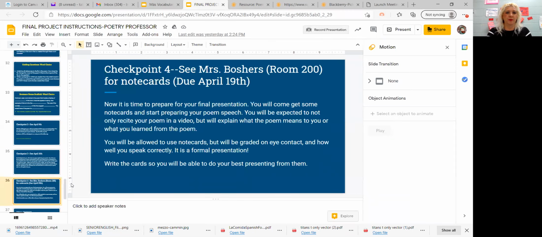Okay, checkpoint four, see me for some note cards. I've got a big stack of note cards here. Several people have already come to me. So see me for some note cards.